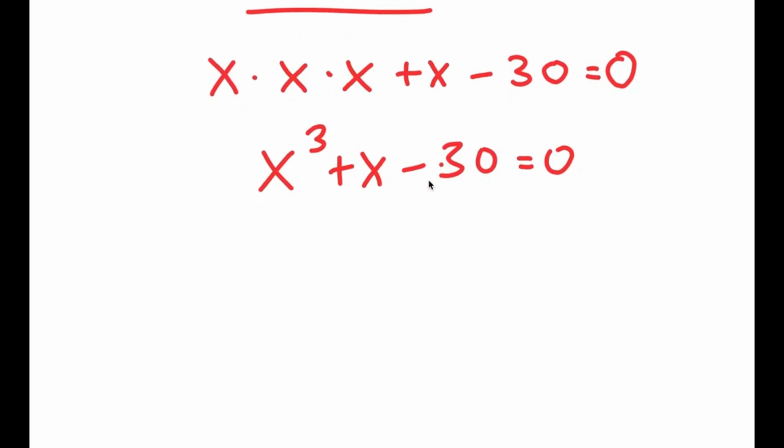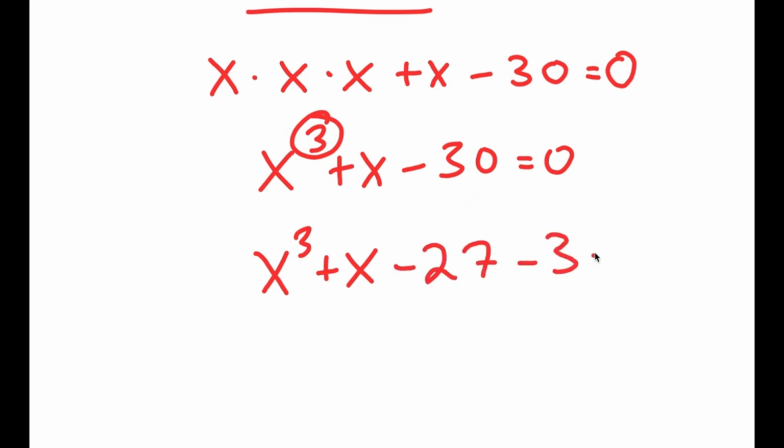And now, a lot of people would think this is a quadratic equation, but this is a power of 3, not a power of 2, meaning we can't use the quadratic formula to solve this equation, or we can't simply use the normal method of factoring. So to actually solve this, what I'm going to do is rewrite negative 30 as negative 27 minus 3.